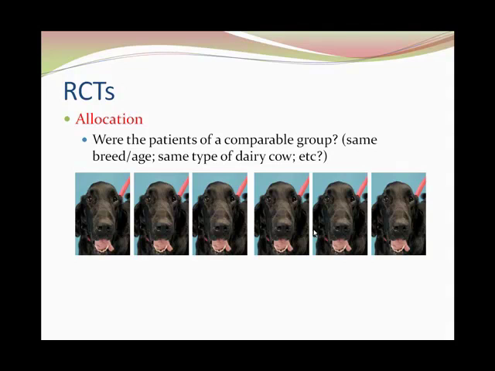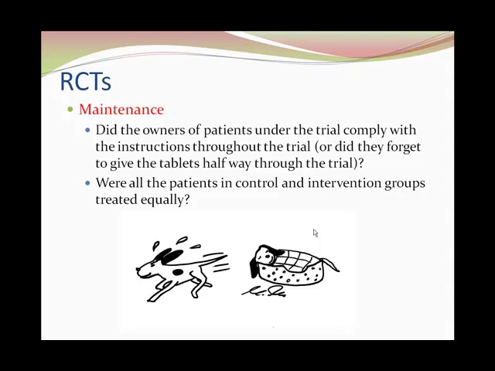Allocation means, were the patients of a comparable group, as in your study. Was the study comparing one group of dairy cows that are intensive and indoor with another group of dairy cows that are intensive and indoor with two different interventions? Or were the two groups an intensive group and an outdoor New Zealand style organic farm? In which case the results may not be quite as comparable as if they were on two similar herds.